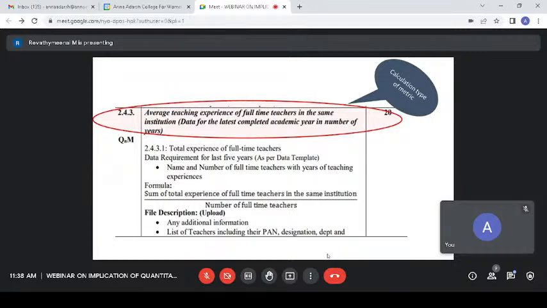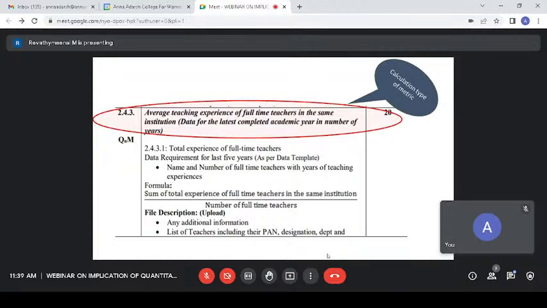Now why this question comes into the picture, we need to know. This tells us about the flux in the college, whether the teachers are staying over there. If they are going to stay for a longer period of time, there's a better chance that the teaching process may be very good over here.